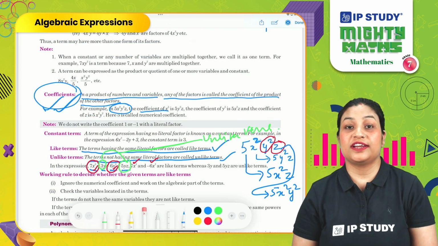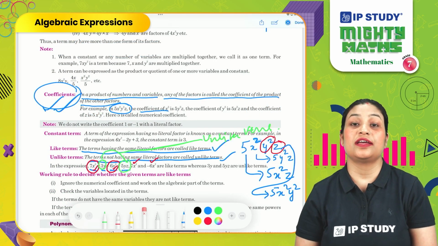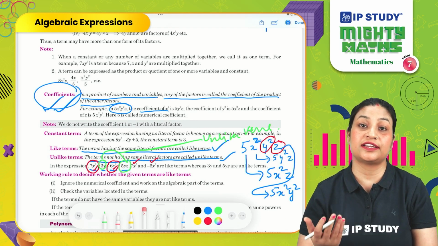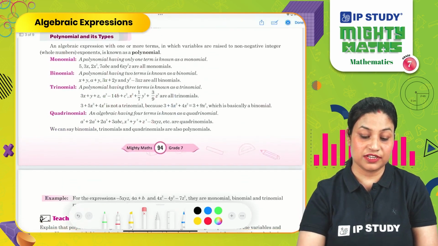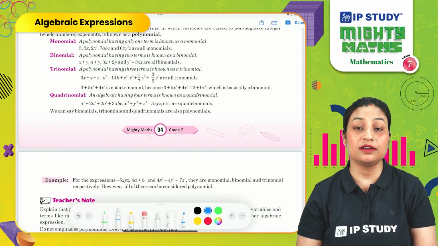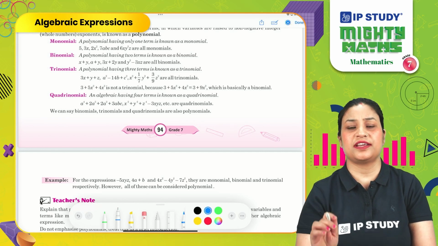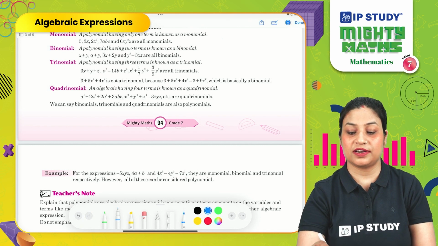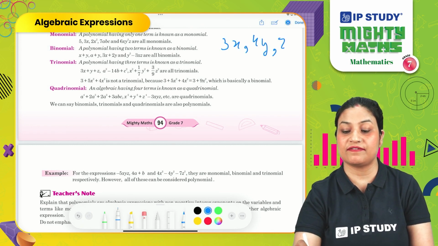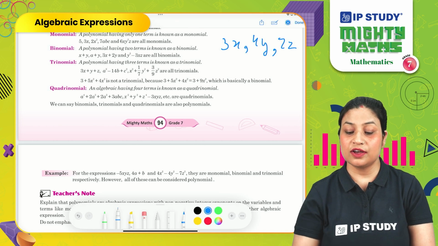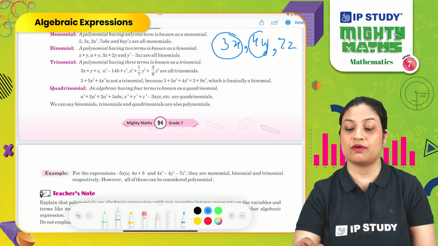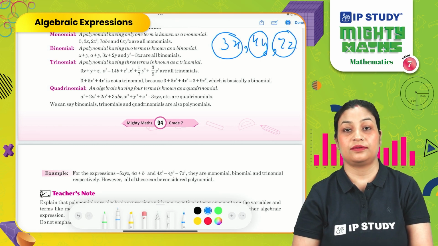Now let's move on to the next topic and see how an algebraic expression is classified on the basis of the number of terms it has, right? Now, the first one is monomial. Now, what is a monomial? Any algebraic expression having only one term, like 3x or 4y or 7z and so on, right? So, any algebraic expression having only one term, we call it a monomial, right?